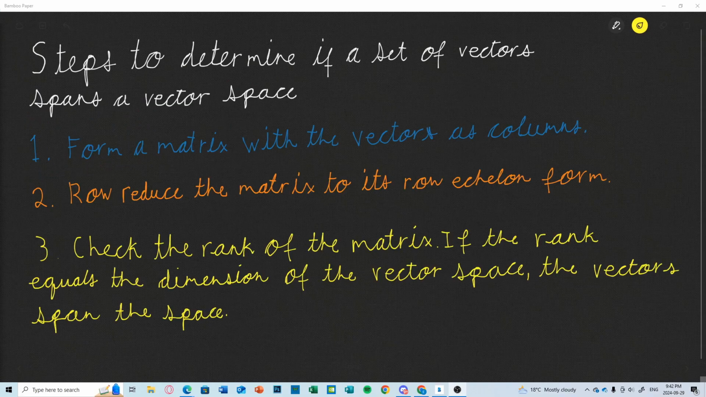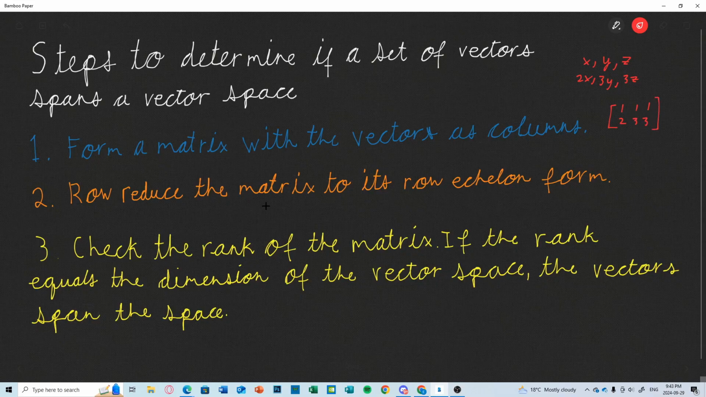Alright, and now before we go into our second example, we're going to go over the steps to determine if a set of vectors spans the vector space. Our first step is going to be taking the vectors and forming a matrix with the vectors as columns. So if we had a vector of x, y, and z, and that's going to be 2x, 3y, and 3z, for example, we'd put it into a matrix of 1, 1, 1, and then 2, 3, and 3.